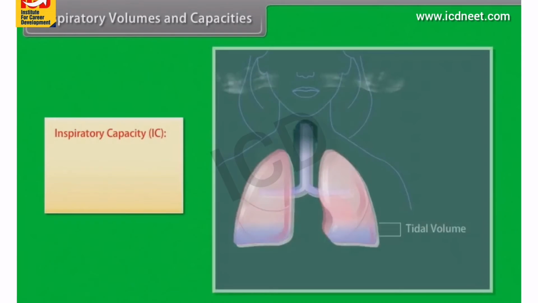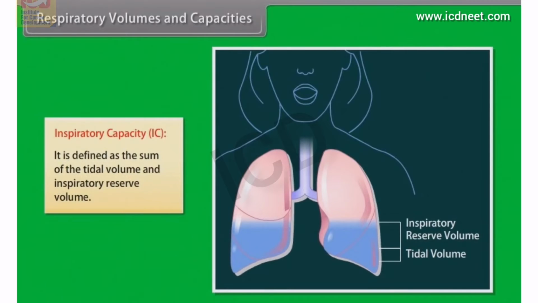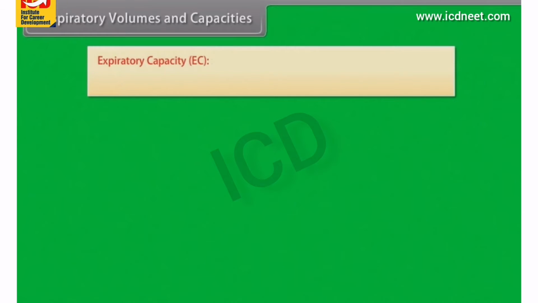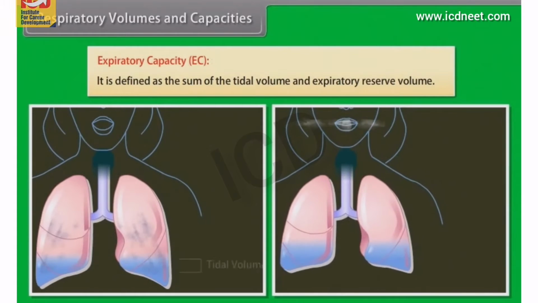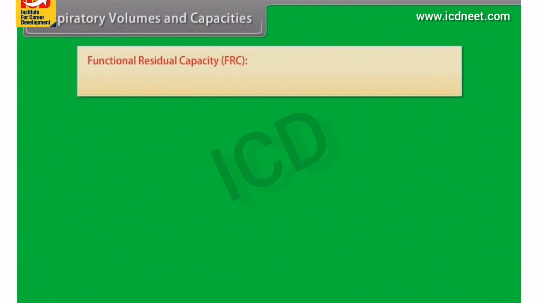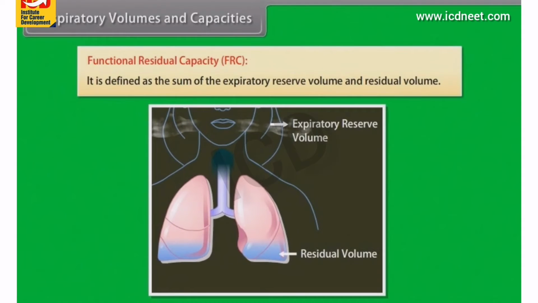Respiratory volumes and capacities. Inspiratory capacity, IC. It is defined as the sum of the tidal volume and inspiratory reserve volume. Expiratory capacity, EC. It is defined as the sum of the tidal volume and expiratory reserve volume. Functional residual capacity, FRC. It is defined as the sum of the expiratory reserve volume and residual volume.